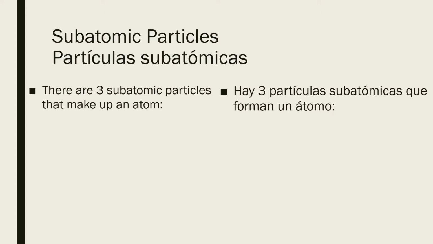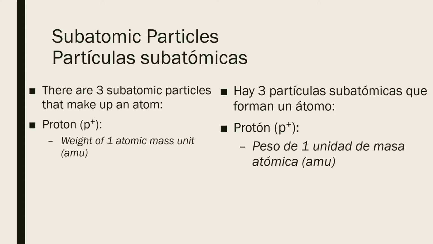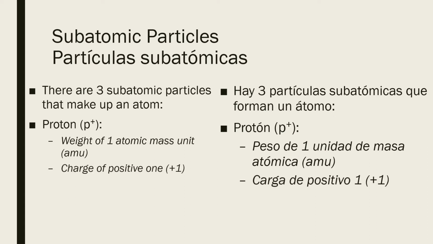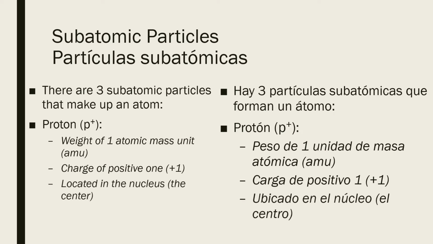Again, there are 3 subatomic particles that make up an atom. A proton uses the lowercase p and a superscript plus symbol. It has a weight of 1 atomic mass unit, or AMU. An atomic mass unit is similar to kilograms at a certain amount, but we use 1 atomic mass unit for atomic particles. A proton has a charge of positive 1, or just positive, and they are located in the nucleus, which is the center of the atom.